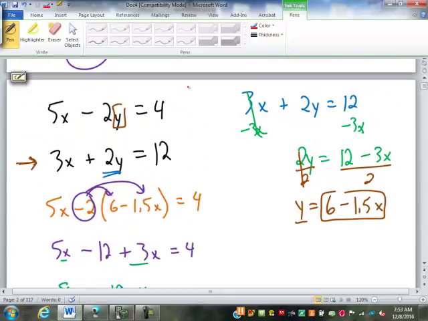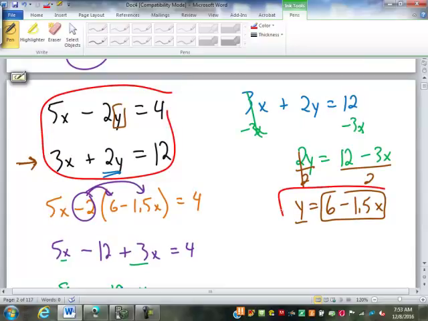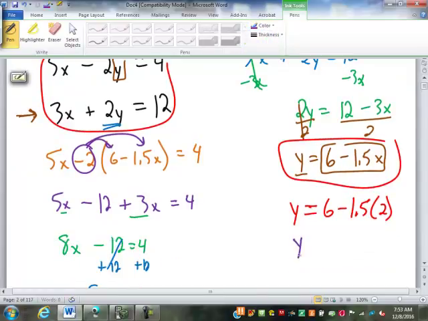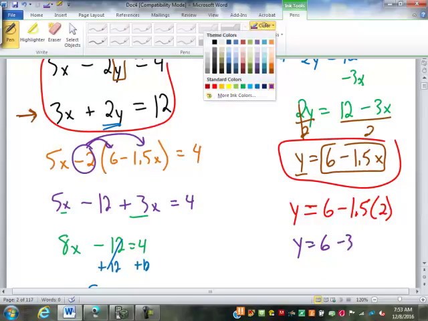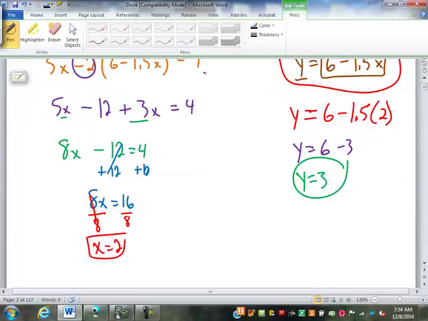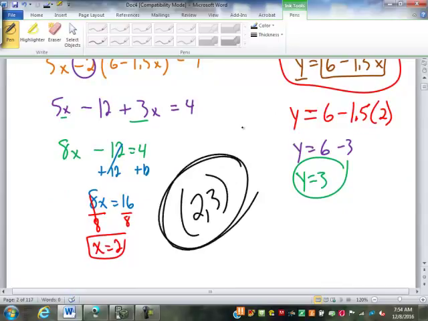Now we can come back up here to any of the original equations or the one that we solved here. I'm going to use this one. Y equals 6 minus 1.5 times, instead of x, I'm putting in 2. Y equals 6 minus 1.5 times 2 is 3. And 6 minus 3 is 3, so y equals 3. So the solution there is x is 2 when y is 3. How have you had that one? Good.